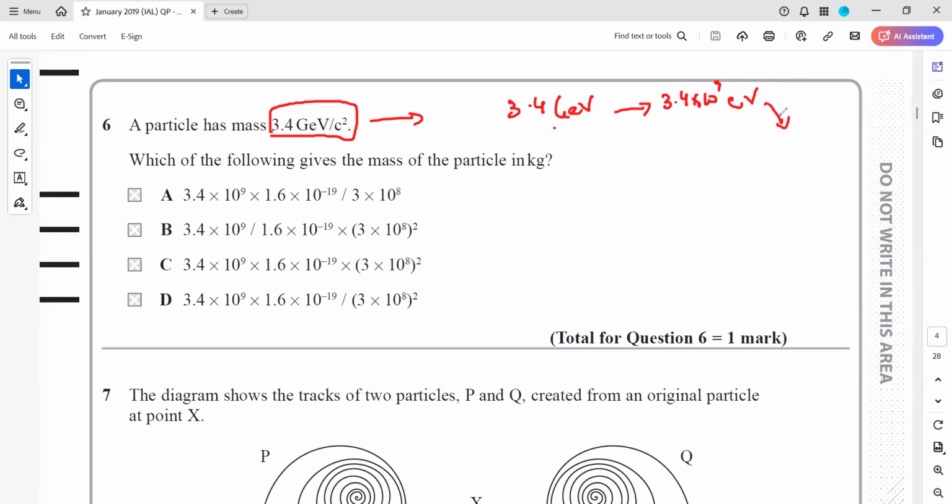Then we convert this into joules. How do we convert this into joules? Because 1 electron volt is equal to 1.6 into 10 power minus 19 joules. Here we multiply by 10 power 9 to convert, and here we multiply by 1.6 into 10 power minus 19. So this will become 3.4 into 10 power 9 times 1.6 into 10 power minus 19. We got the answer in joules.